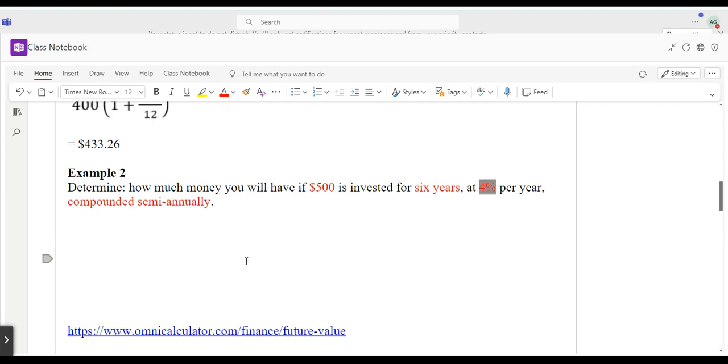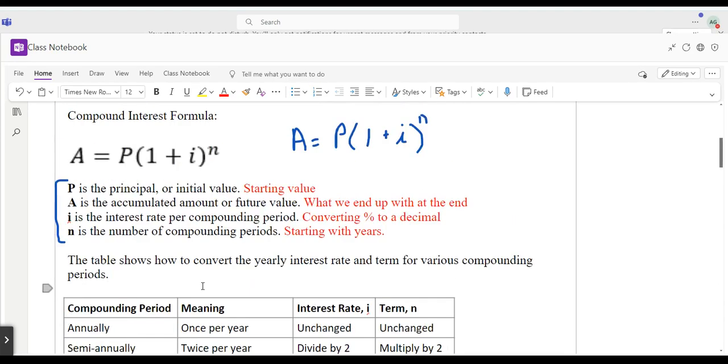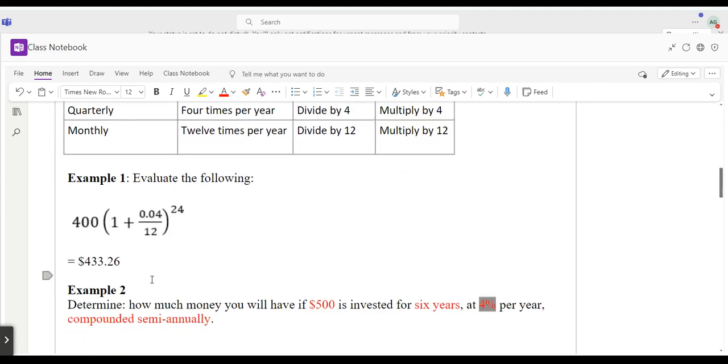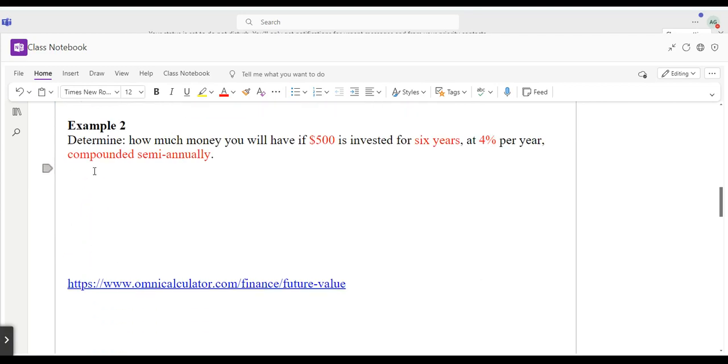So the first thing we need to do is to write down our formula. So this is the formula that we're going to use. So this will be A is equal to P times 1 plus i. And for the exponent, I'm just going to use this little n up here like this. Okay.